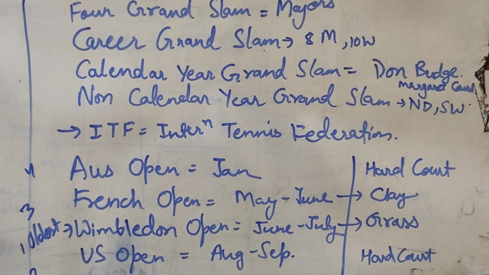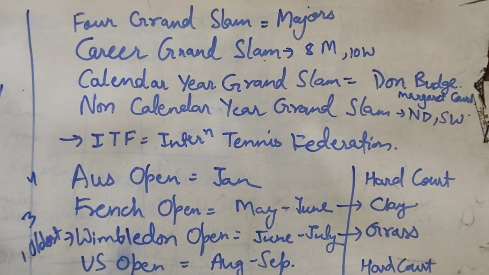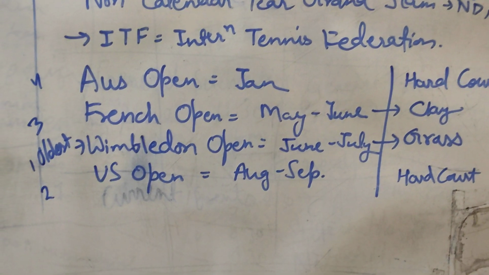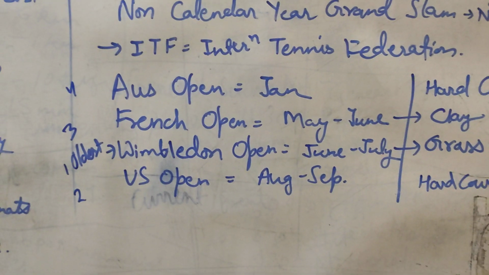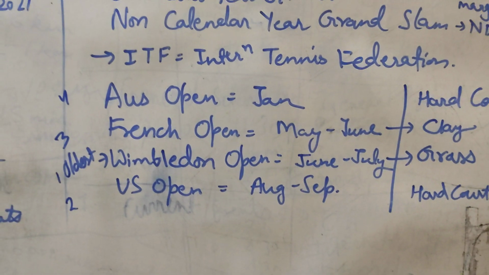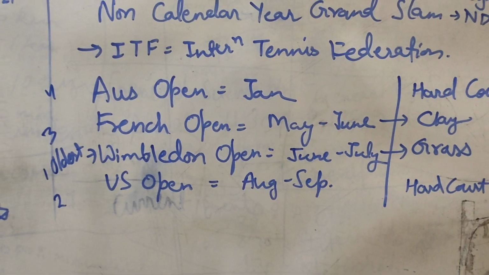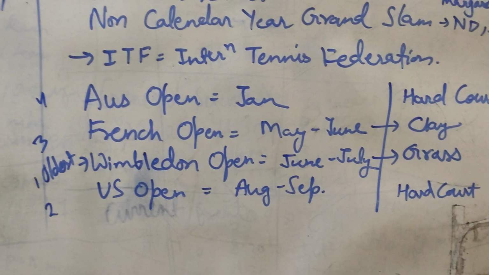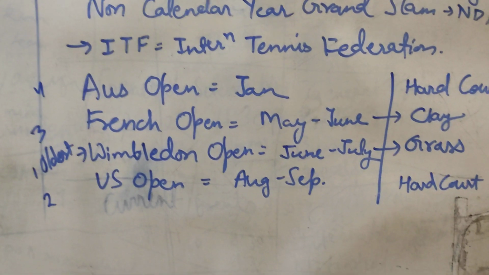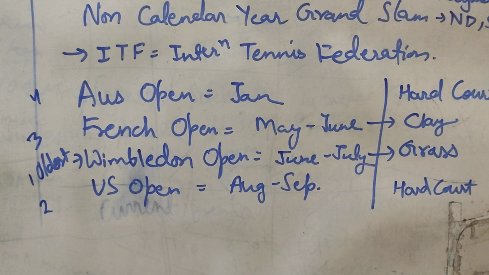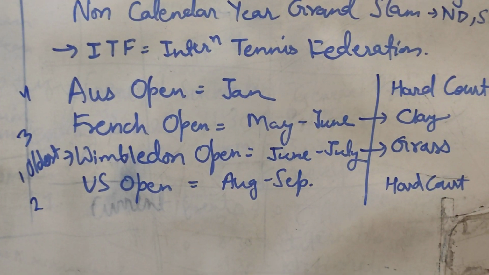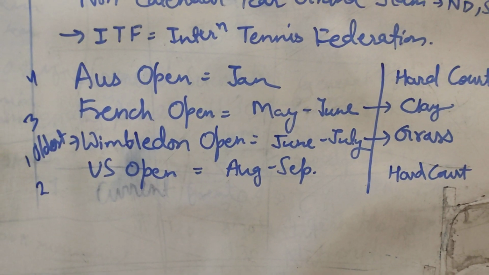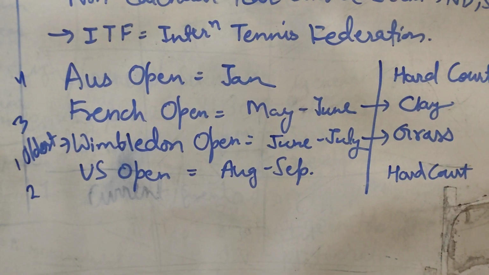Now coming on to the ITF, the International Tennis Federation, who look after this tournament and event. Now the main important question which comes for exam in AFCAT, and I've seen this question. Australia Open happens in the month of January every year. There are 4 in total: Australia, French, Wimbledon and US Open. Australia Open happens in January, French Open in May and June, Wimbledon June and July, US Open August and September. This is something which we need to remember.